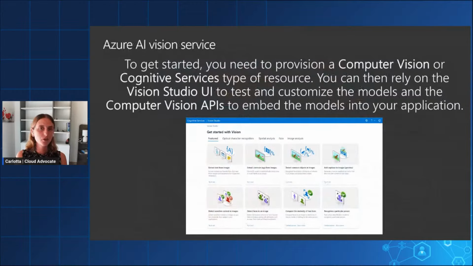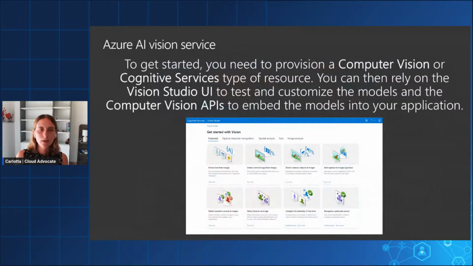Anyway, you need to provision an Azure resource in your Azure subscription. And then once you have the resource in your Azure subscription, you can rely on the Vision Studio graphical user interface, which is a website. So similar to the Azure portal, you have a specific portal for the Azure AI Vision service, providing you with a platform to try several service features in a quick and straightforward manner.